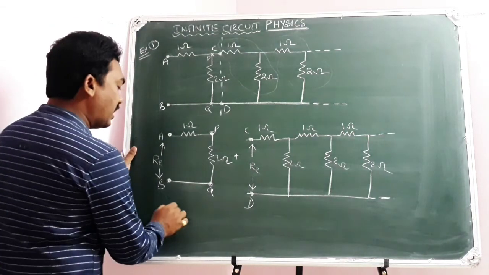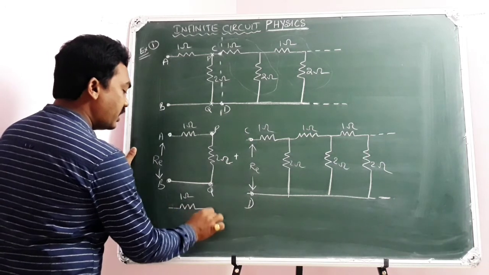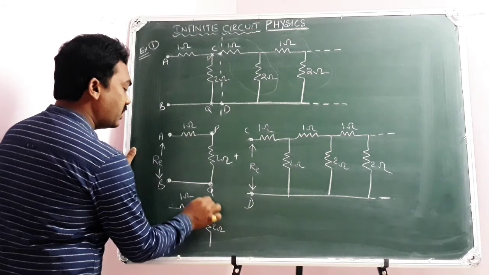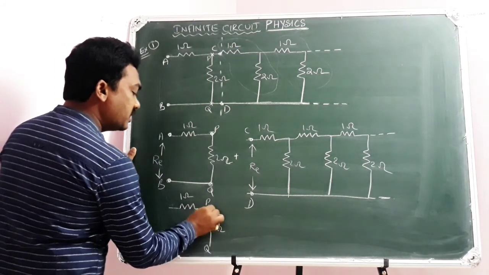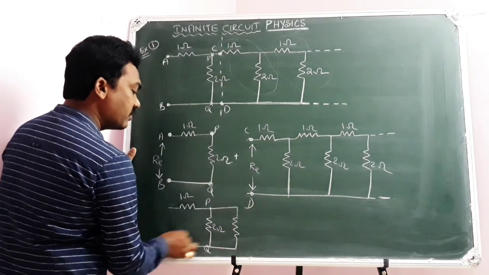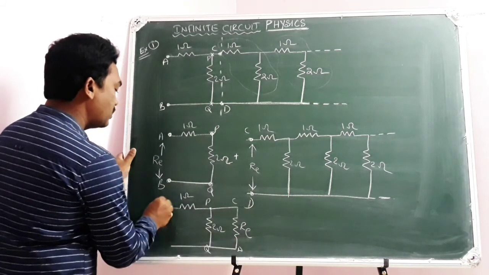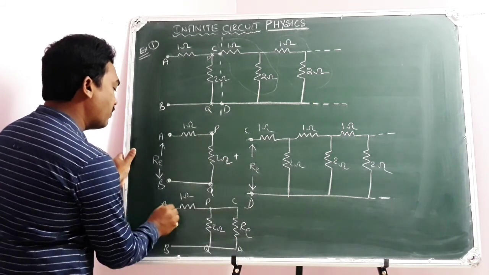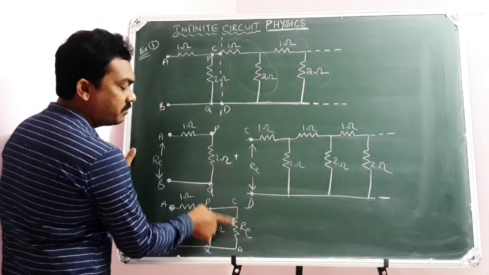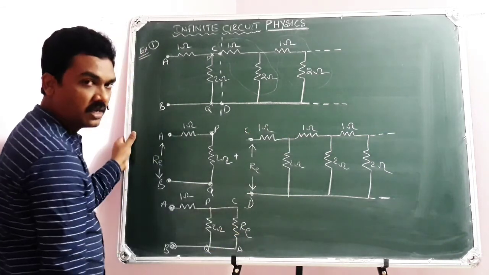So my equivalent circuit will be now, here it is 1 ohm, here it is 2 ohm, hope you are following, this is P and this is Q. But here there will be RE. This is RE. This is C and this is D, of course. This is A and this is B. Equivalent resistance across AB is RE. Then between CD we can remove all those infinite resistors and we can replace RE.